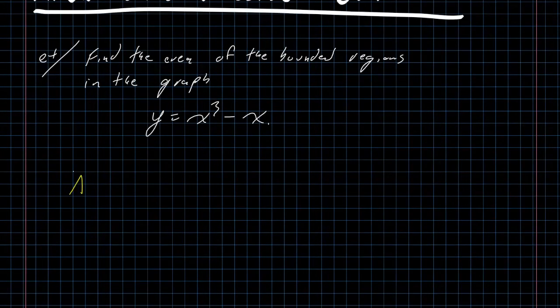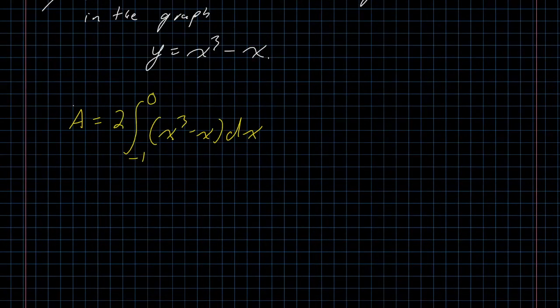We said that the area here is going to be 2 times the integral from negative 1 to 0 of x cubed minus x dx. We can perform that integration. It's a polynomial, so we'll just apply the power rule to each term individually. So we'll have 1/4 x to the 4th, minus 1/2 x squared. We'll evaluate at negative 1, and we'll evaluate at 0.